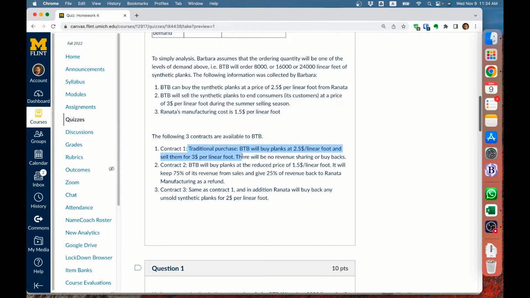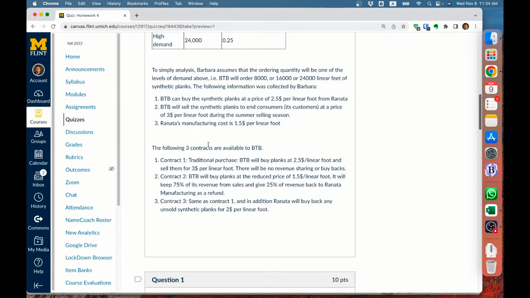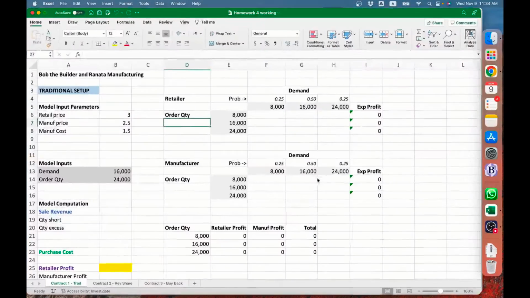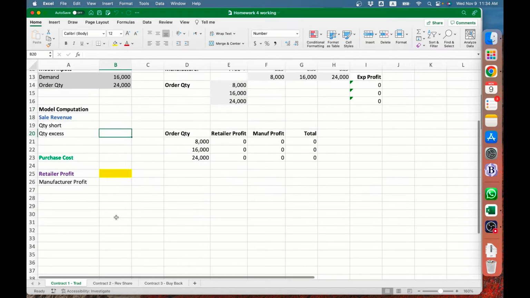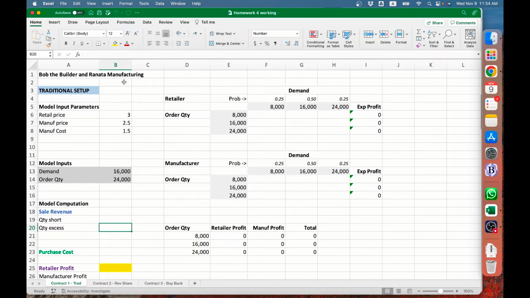Okay, so let's set up the traditional contract in Excel, and I'm going to give you some tips on how to model that. And let's see what happens under a traditional purchase scenario. What you want to do in Excel, and this setup you can use in many such modeling problems, is this. There are no formulas in this Excel sheet. These are all typed numbers from the question. It's not that I've pre-set up the Excel sheet. I'm going to show you exactly how to do it from scratch.